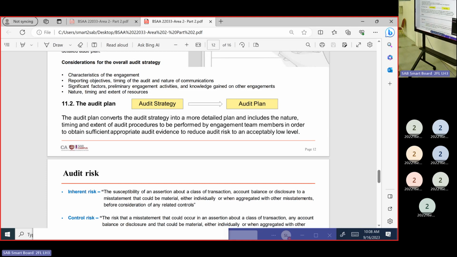Which means the team must be allocated. So, have we decided the audit team? Yes. So, what are the qualities? What are the aspects you have to consider to decide the audit team? The same team is going to perform the audit procedures, right, in order to obtain sufficient and appropriate audit evidence. Sufficient means the quantity, appropriate means the quality. Always you have to use these two words: sufficient and appropriate audit evidence.